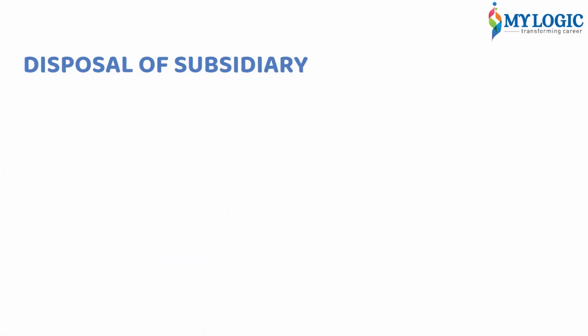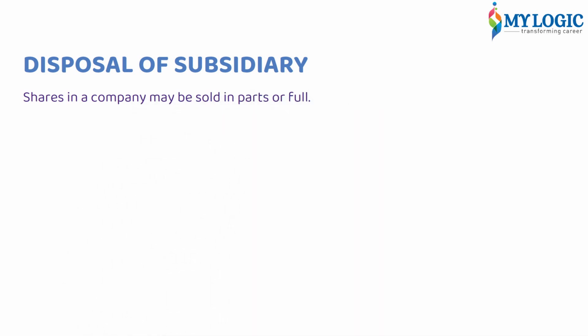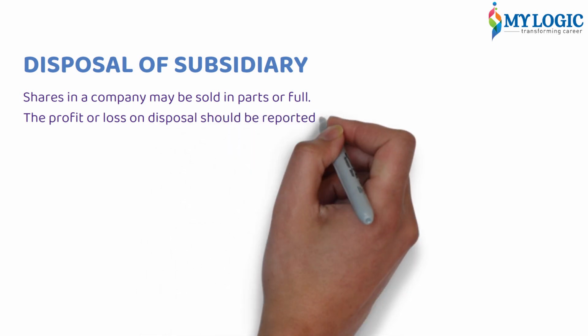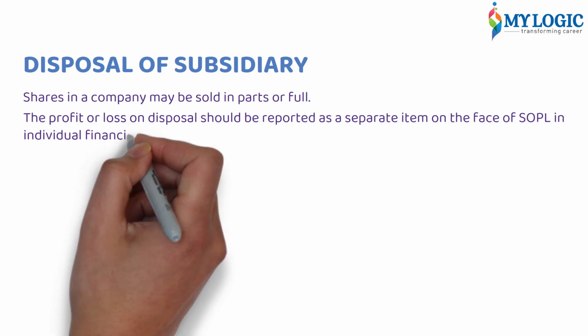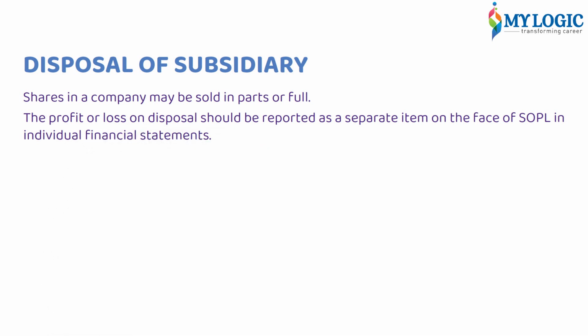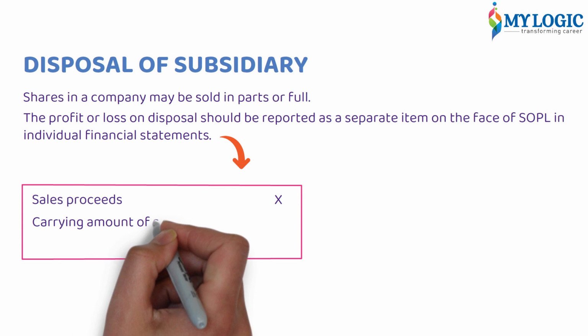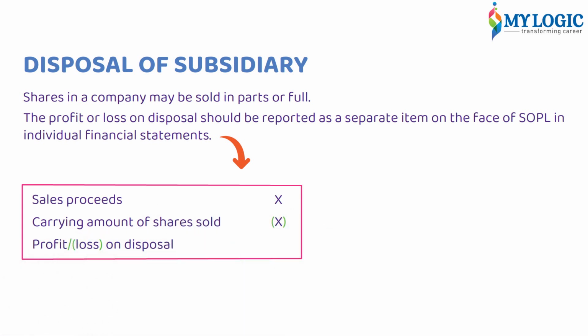Disposal of subsidiary. Shares in a company may be sold in parts or full. The profit or loss on disposal should be reported as a separate item on the face of SOPL in individual financial statements. It can be calculated as: sales proceeds, carrying amount of shares sold, profit or loss on disposal.